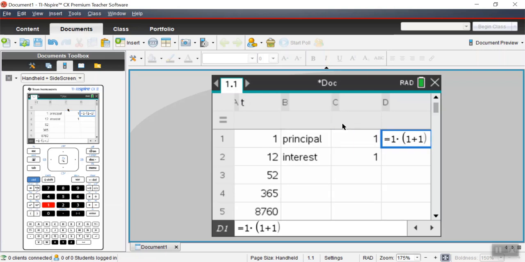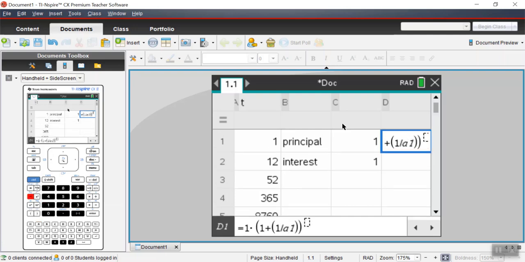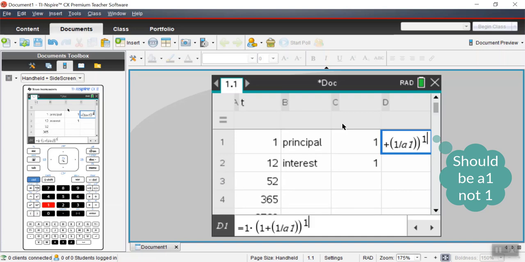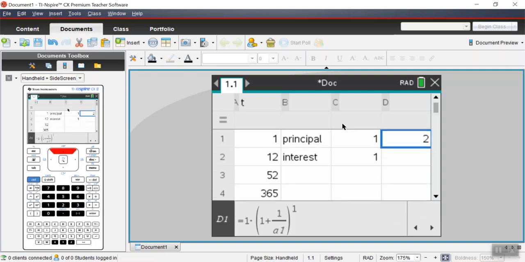It's 100%. Now, what do we do with the time factor in the equation? We divide. And what's the cell for years? A1. You get the gist. So we're doing to the power of the time, which is 1 year. Okay? So principal times (1 plus i over t) to the power of t. Okay, and what do we get? 2. Makes sense. You put $1 in, you get 100% back, so you get $2 after a year.